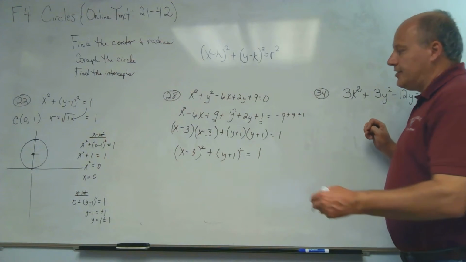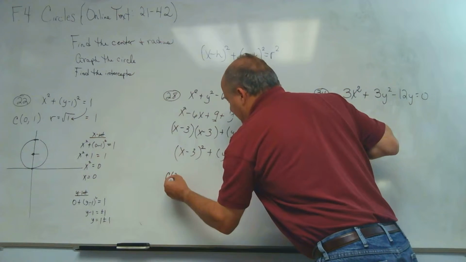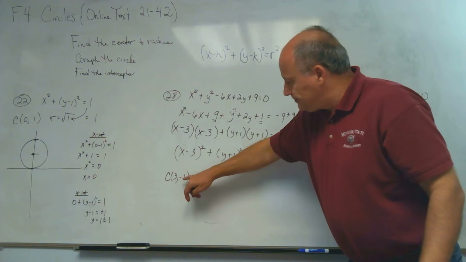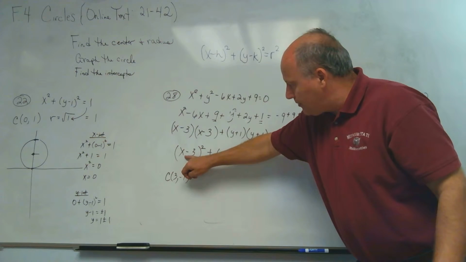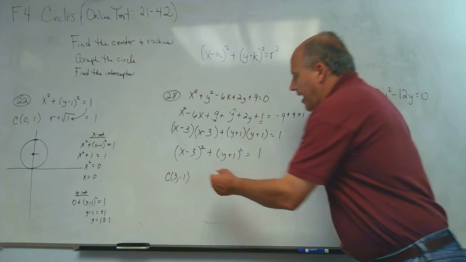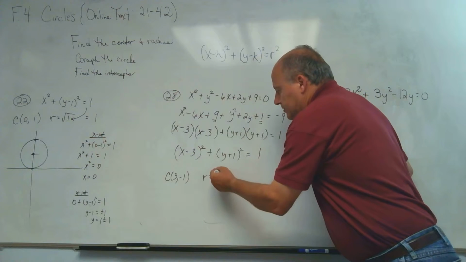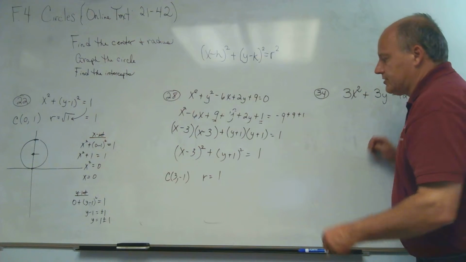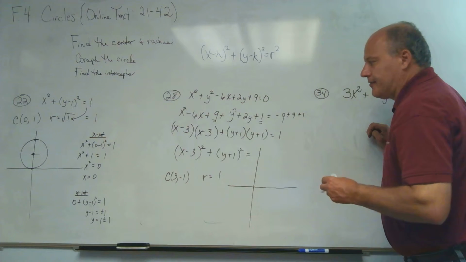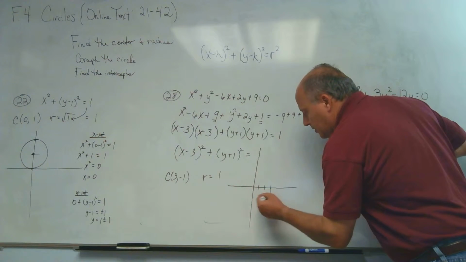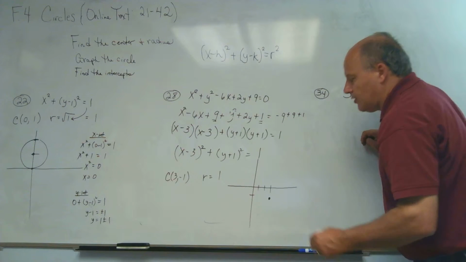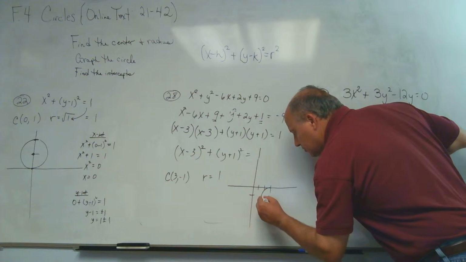So the center is at 3, -1. Now remember how to find the center: set these equal to 0. What makes that one 0? That's going to be 3. And -1 makes this one. And the r is the square root of that number, which is 1. So let's look at the circle by the graph. So 3, -1 right there. And the radius is only 1, so it looks like this.